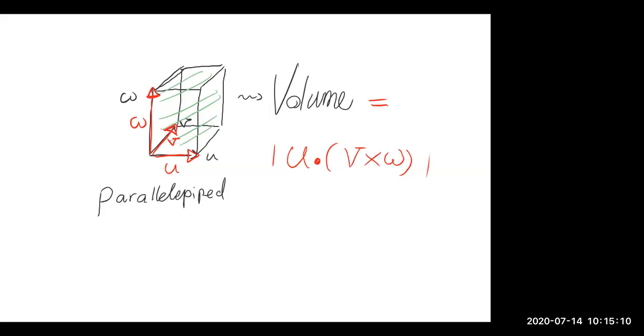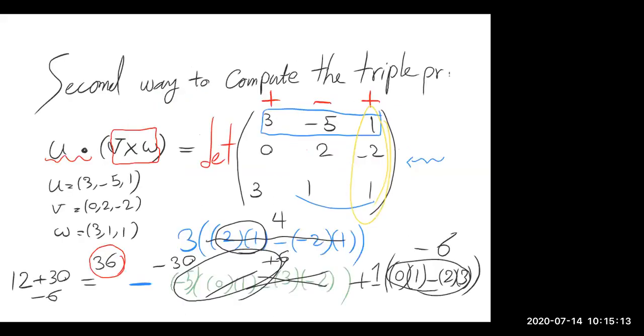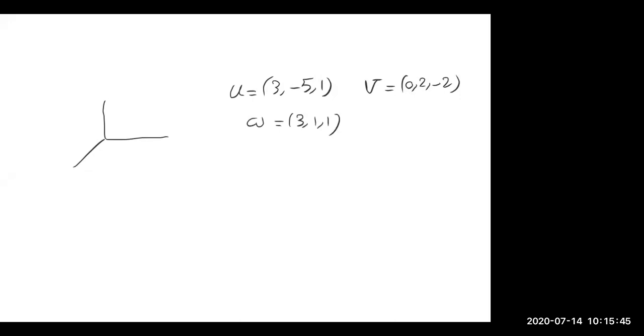So the volume of this thing is equal to the triple product of u, v, and w. And we can compute that just the way we saw. We can write down u, v, and w in a matrix and compute the triple product. This is something interesting. It would be hard for you to compute that if we didn't have this theorem. So for example, if u is (3, -5, 1), v is (0, 2, -2), and w is (3, 1, 1), we would have three vectors here.